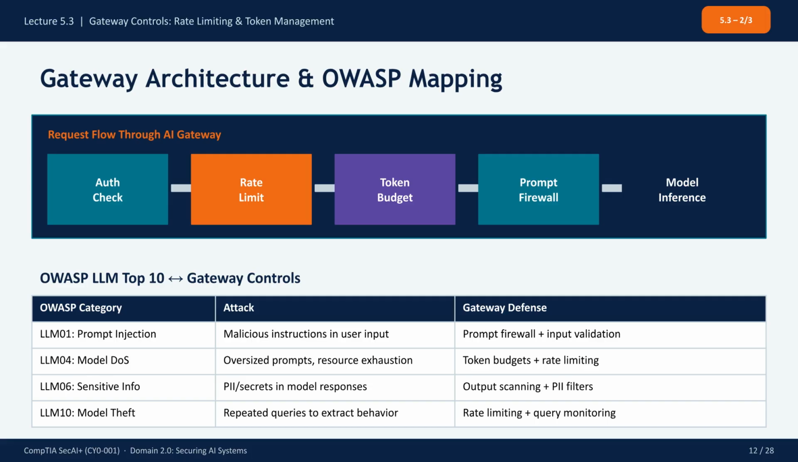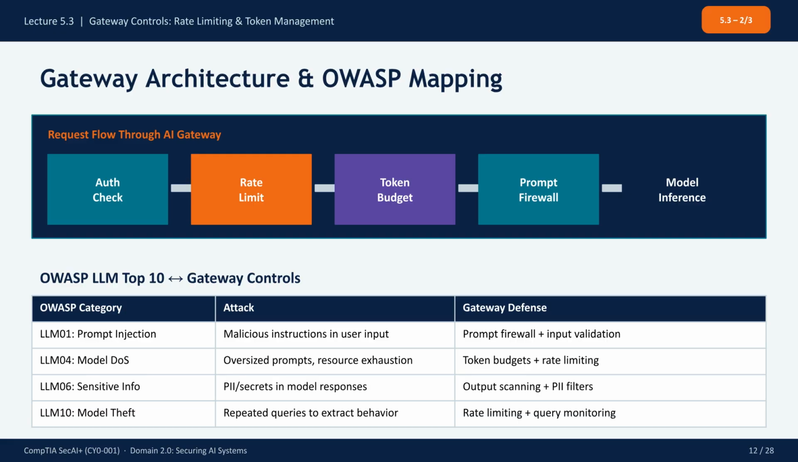Every request first hits authentication, which verifies the client's identity. Then rate limiting checks if the client has exceeded their quota. Then token budget enforcement checks if the request is within size limits. Then the prompt firewall scans the content for injection patterns. Only after passing all 4 checks does the request reach the model for inference.